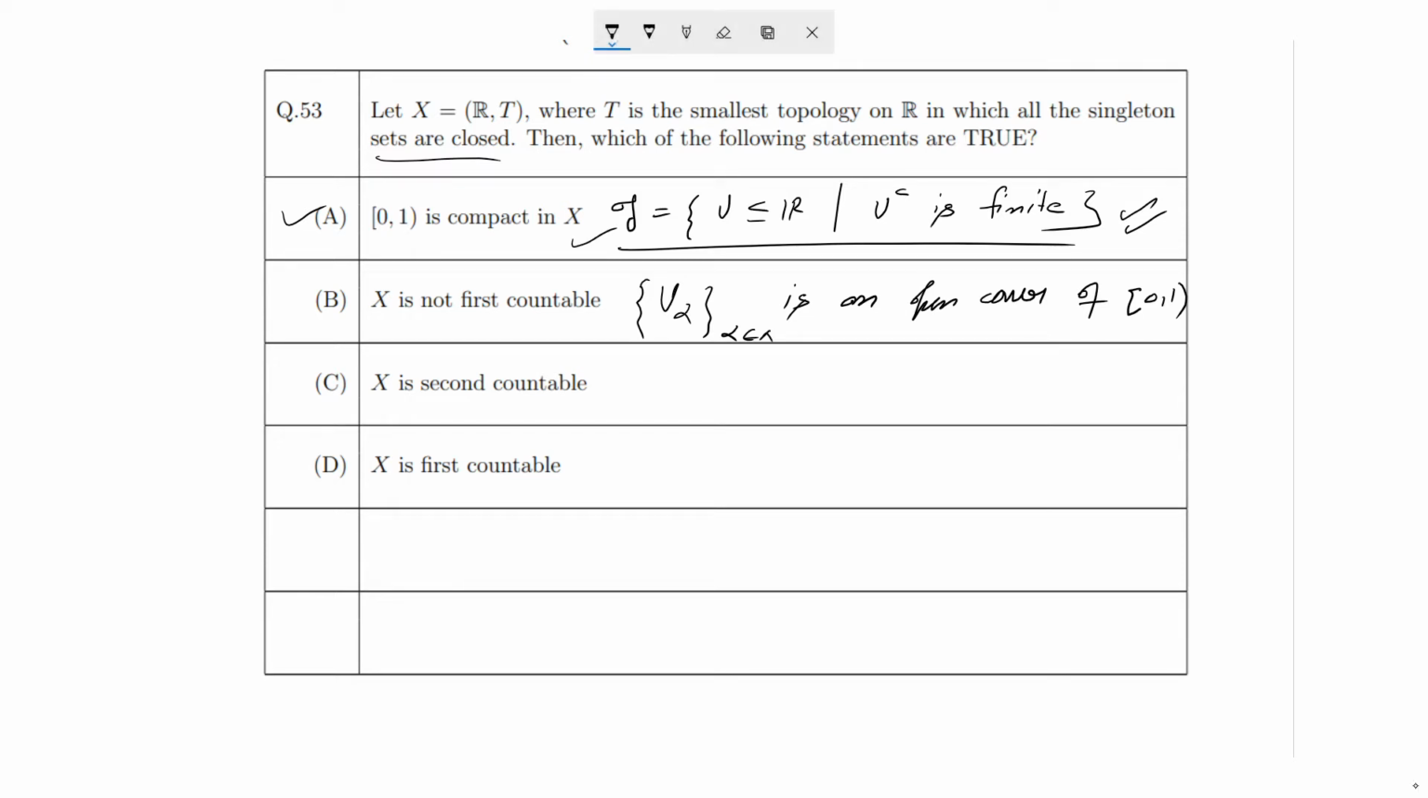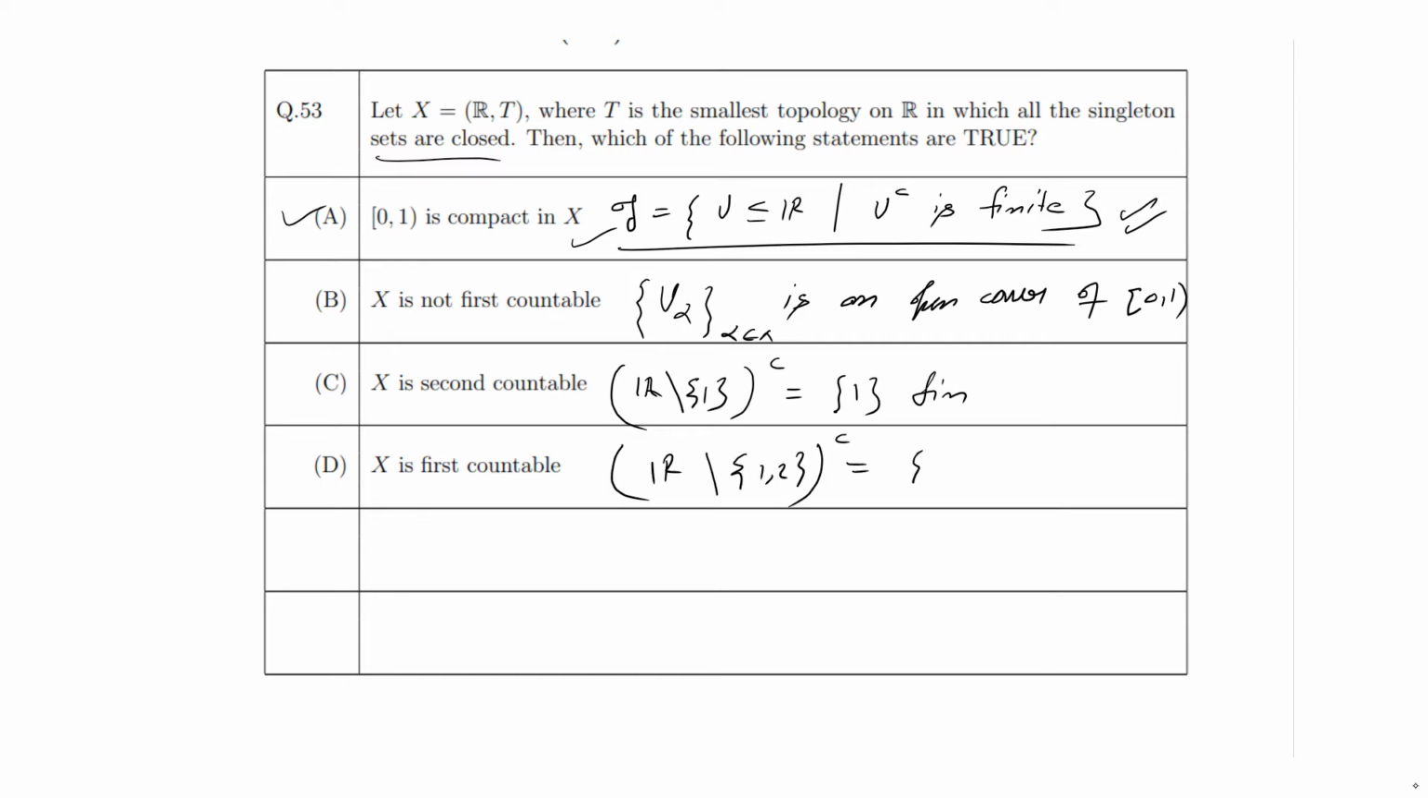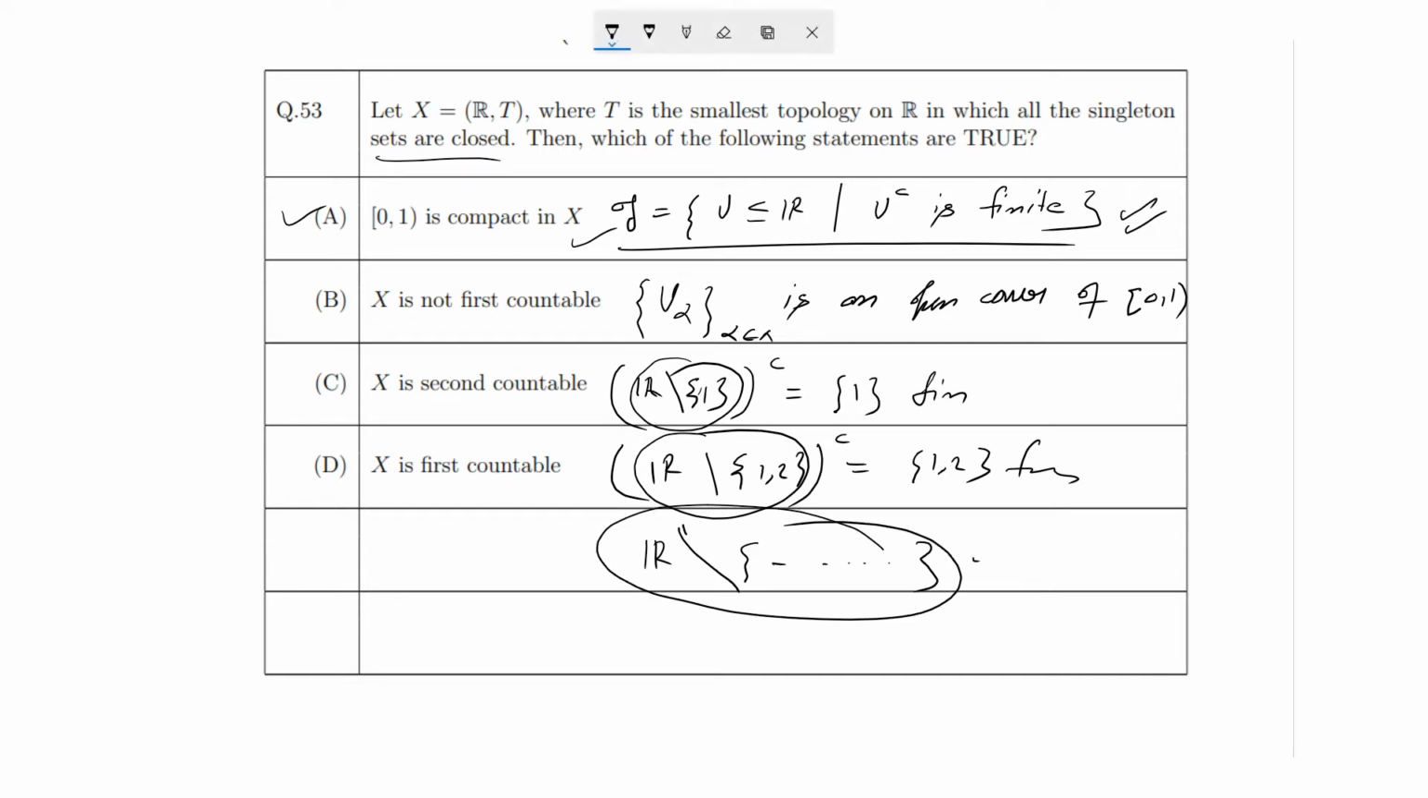So we can clearly see R minus singleton 1 is an open set in this topology. Why? Complement of this is singleton 1, which is finite. R minus singleton {1, 2}, complement of this is {1, 2}, this is finite. So these are the open sets in this topology, means R minus any finite set is an open set in this topology.